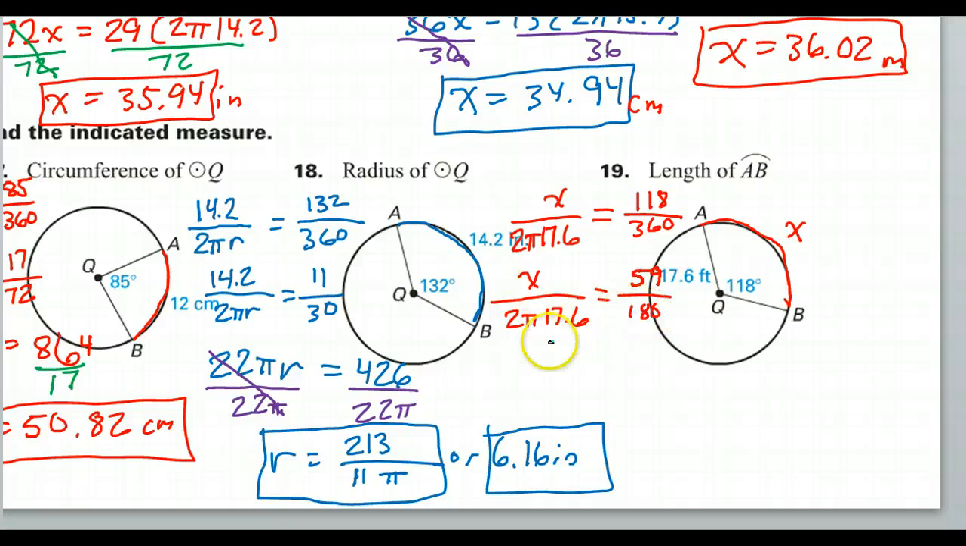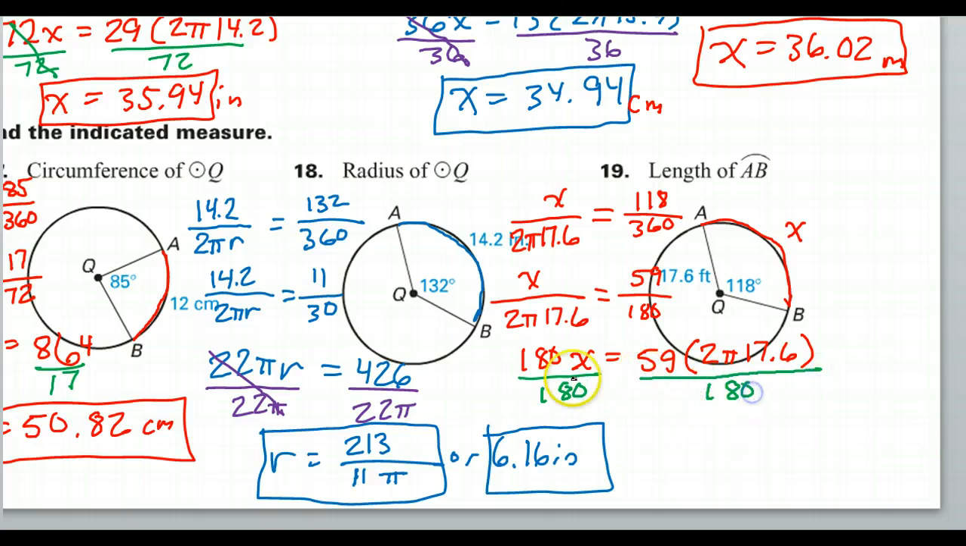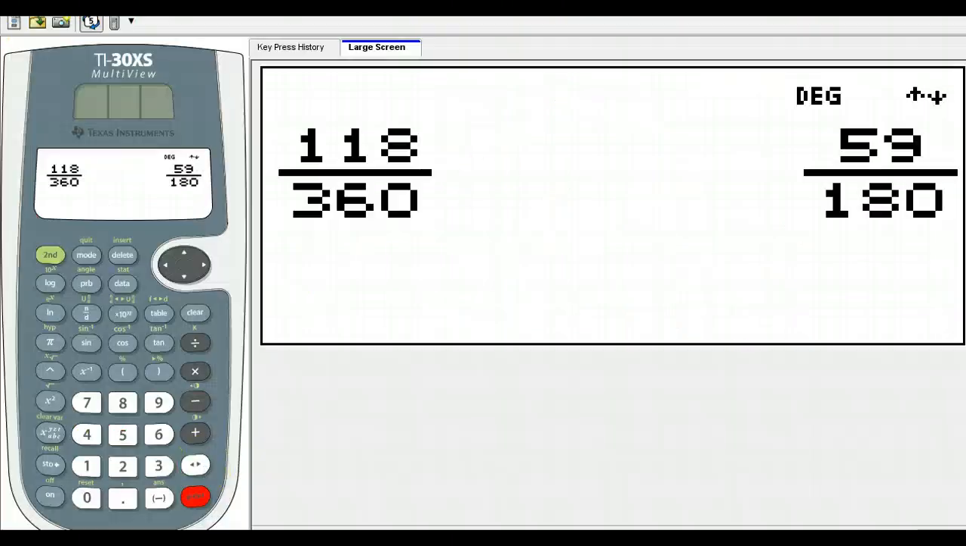So if I cross multiply right here, I'm going to get 180x equals, and I'll have 59 times, that's a 9 by the way, 59 times 2 pi times 17.6. I do not like to have decimals until the very end, so I'm just going to leave this alone for a minute and go ahead and just divide by 180. Okay, so if I divide by 180, I'm going to get x equals. Now I can just put all this into my calculator.